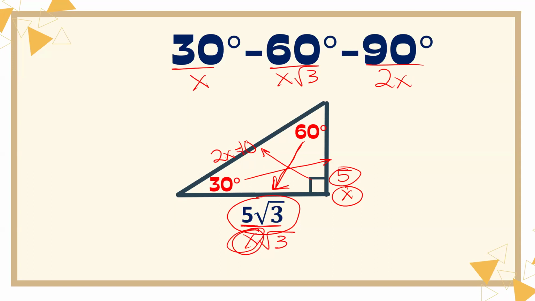So let's check if our answers are correct. Very good. So the length of the side opposite the 30-degree angle is 5, and the length of the hypotenuse is 10. Okay? So were you able to get the correct answer?